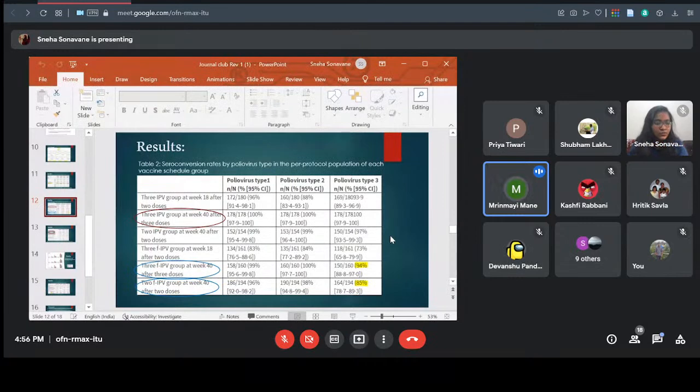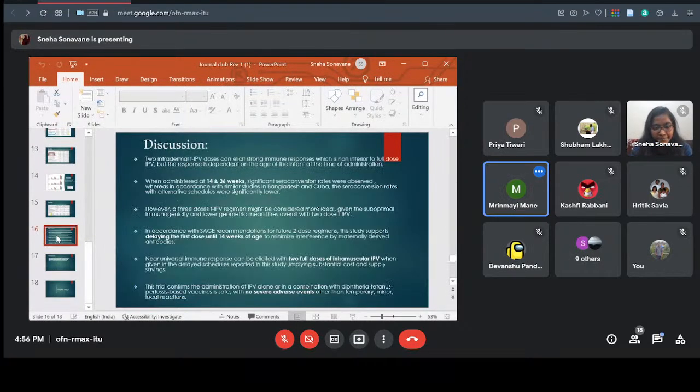Okay, can we go back to the discussion slide? Now, this trial confirms that the administration of injectable polio vaccine alone or in combination with diphtheria, tetanus, pertussis-based vaccines is safe. As we saw before, there were no severe adverse events associated with the administration of the vaccine, other than temporary minor local reactions like pain, redness, or induration. Next slide.